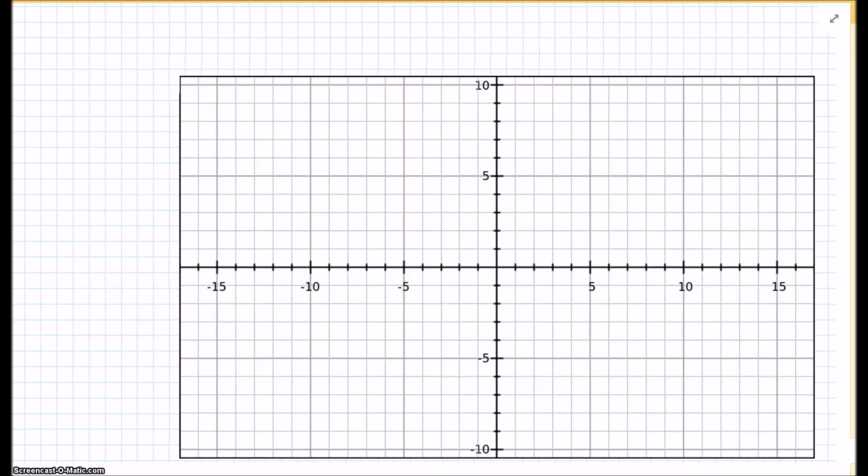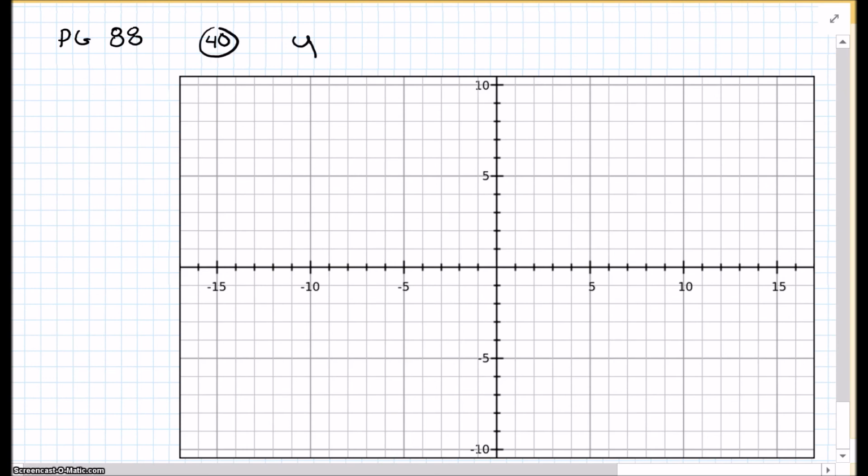All right, this is the chapter review for chapter test 2. So working on page 88, okay, this is number 40. The question is this: y equals negative absolute value of x minus 3.